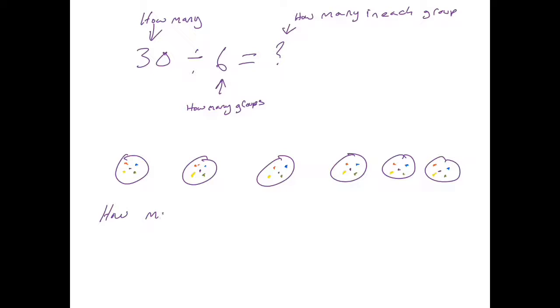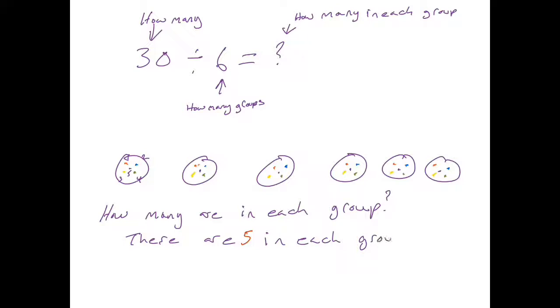Then we want to take a look and see how many dots we've got in each group. And taking a look here, we've got 1, 2, 3, 4, 5. So there are 5 in each group for this problem. So that's letting us know that if we have 30, we divide it into 6 groups, we're going to have 5 in each group. Okay, great job everybody.